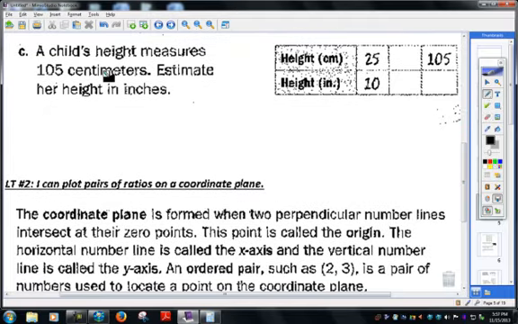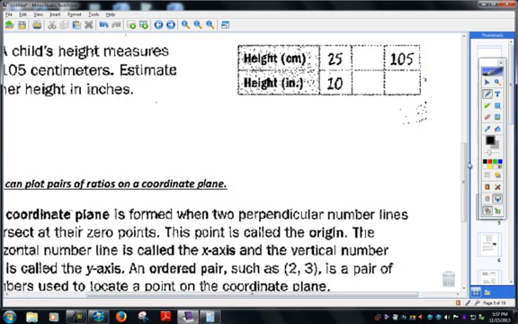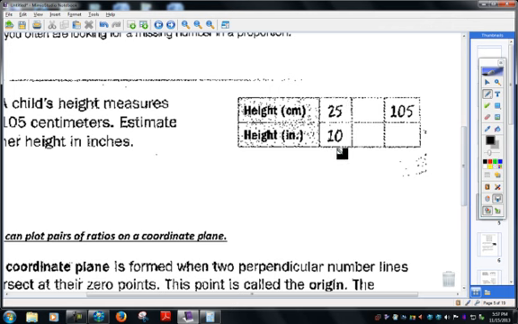A child's height measures 105 centimeters. Estimate her height in inches. Okay? So it's saying that 25 centimeters is 10 inches. That's the ratio that's given. It gives you that ratio, so it's saying we need to use that. I can't multiply anything to become 105. Now, you always could cross multiply and divide. Here, you could do 105 times 10 and then divide by 25 and get that answer.